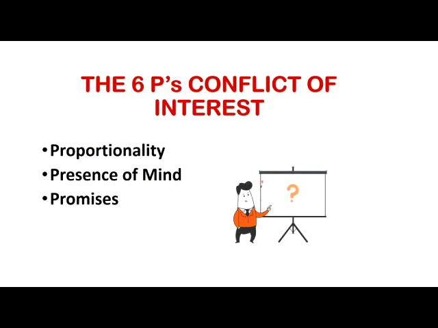Proportionality. Does my or my research sponsor's involvement in all decisions regarding the research appear to be fair and reasonable? Presence of mind. What consequences will I face if I ignore or do not disclose a conflict of interest? Can I give a reasonable answer if editors, reviewers, or readers question me or my research sponsor's involvement?